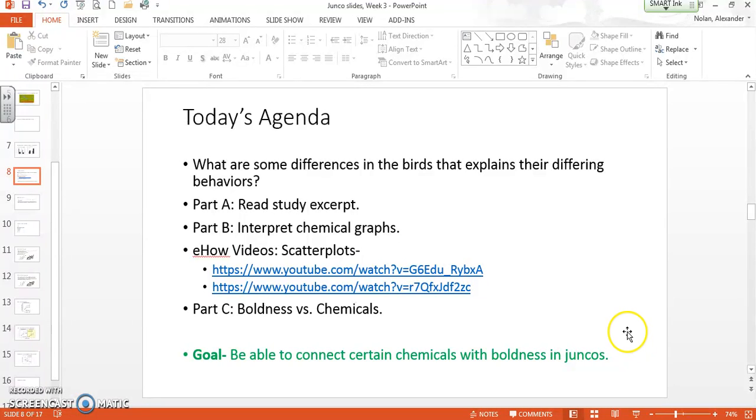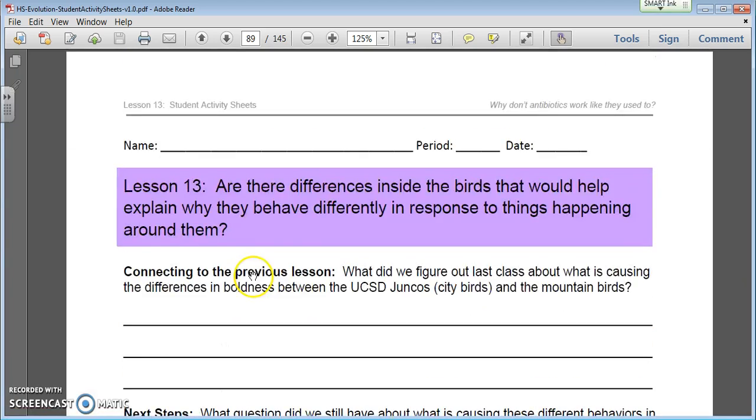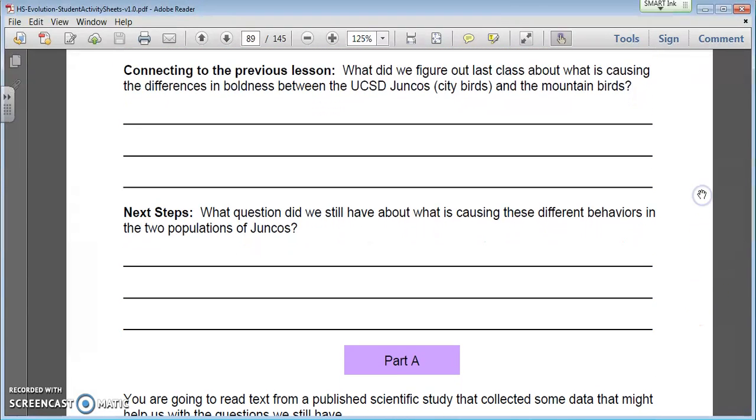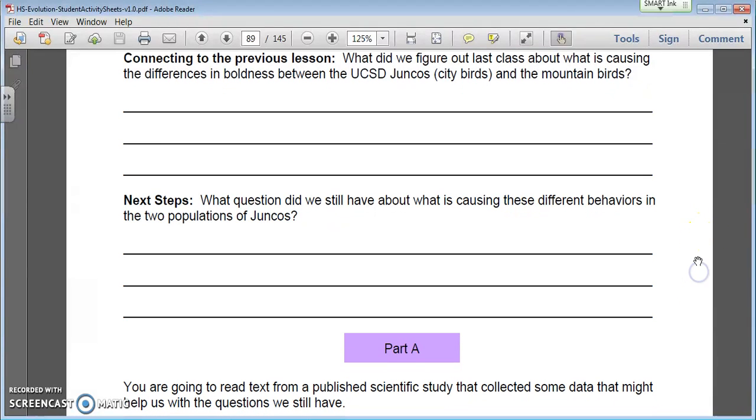I will show it to you on screen so that you know what we're doing, following along. The first questions that you can use as a warm-up are right here for lesson 13. This is where we are. I'm going to ask you to connect to the previous lesson. What did we find out in the last class about what's causing the differences in boldness of the UCSD juncos and the mountain birds? I kind of hinted at that at the beginning. And then what questions do we still have about what's causing these different behaviors in the two populations of juncos?